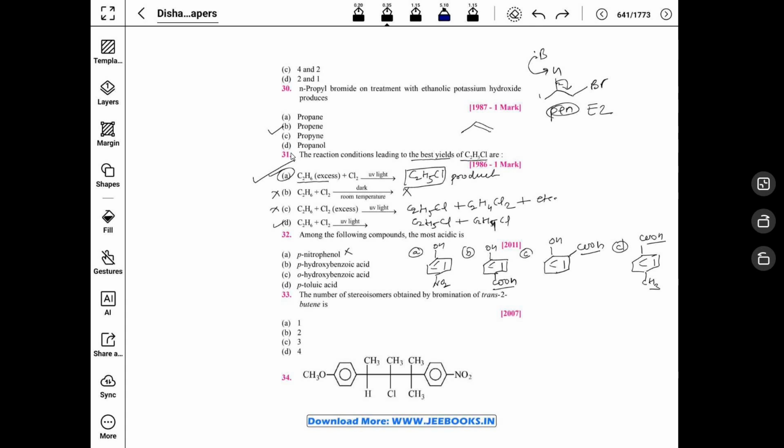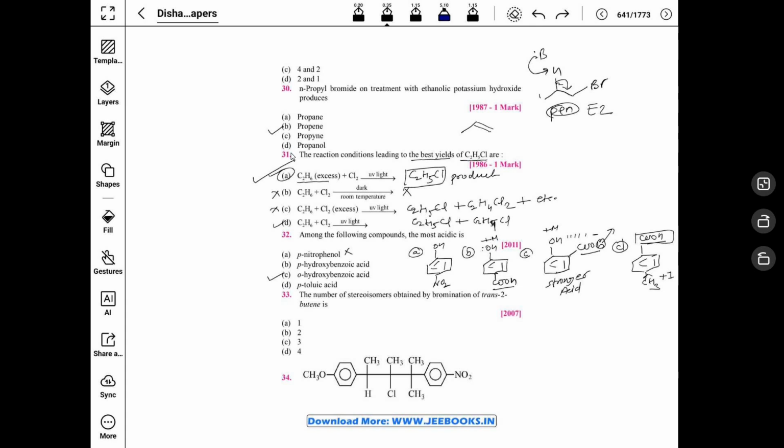In case of B, the hydroxy is at para position, and this hydroxy has a plus mesomeric effect and hence increases the electron density on this carboxylic group and decreases the acidity. In case of ortho-hydroxy, it is the same, but after removal of this proton, the negative charge on the carboxylate is stabilized through hydrogen bonding, and hence this becomes a stronger acid as compared to para-hydroxybenzoic acid. Now coming to toluic acid, in this case also methyl has a plus I effect and hence increases the electron density over this carboxylic group. Therefore, we can clearly say that the most acidic compound is ortho-hydroxybenzoic acid.